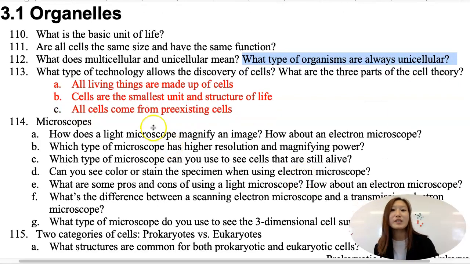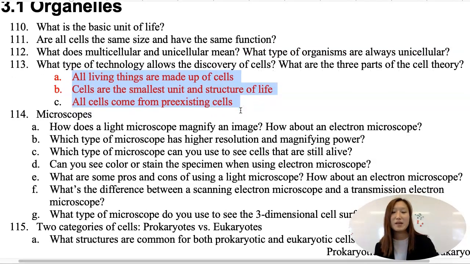When we talk about cells, we need to think about how people found out about cells. That's when we started learning about microscopes, right? Microscopes were in charge of the discovery and the learning of cells. The three parts of the cell theory were made when we learned more about cells in history. So here are the three parts of the cell theory.